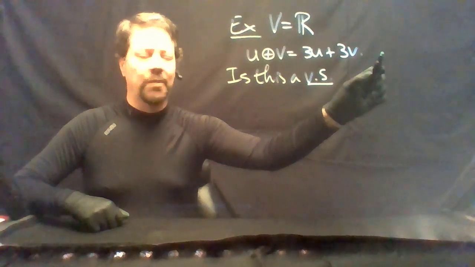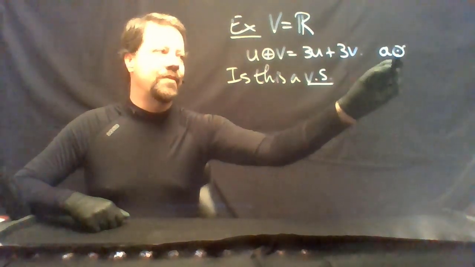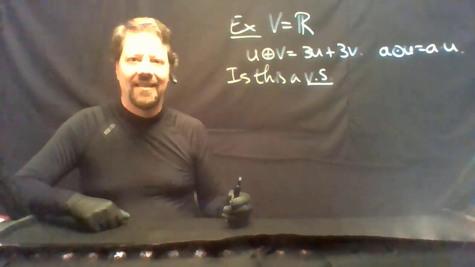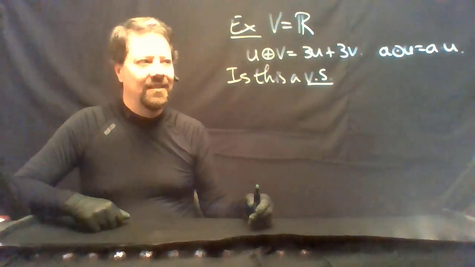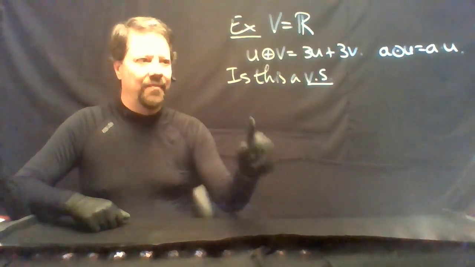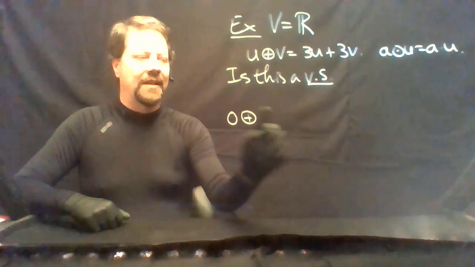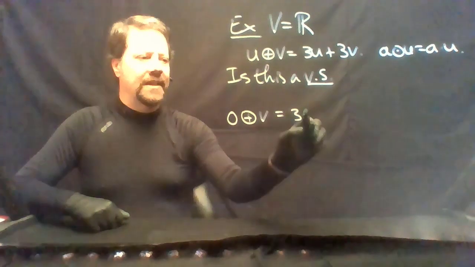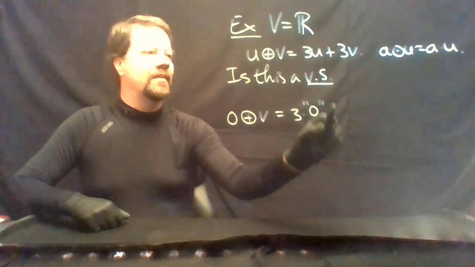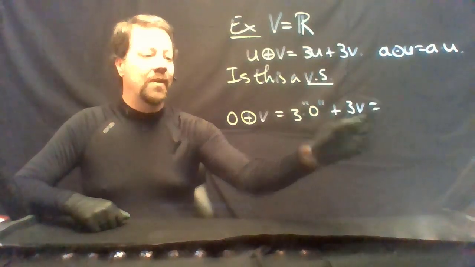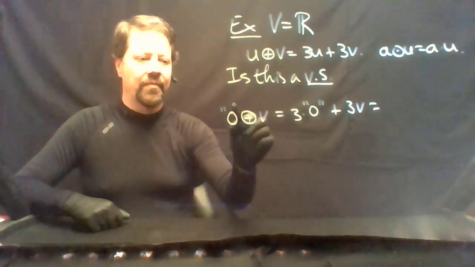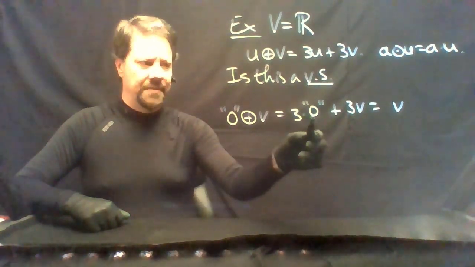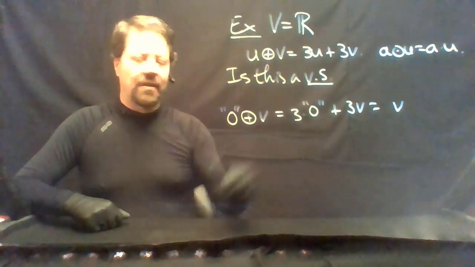We're going to assume that the multiplication a circle times u is the usual multiplication. What could go wrong? Well, is there a 0? 0 circle plus v is supposed to be, according to this definition, 3 times whatever that 0 is, plus 3 times v, but according to the definition of a 0, that has to be equal to v. What is this 0 that's supposed to work for all vectors v?